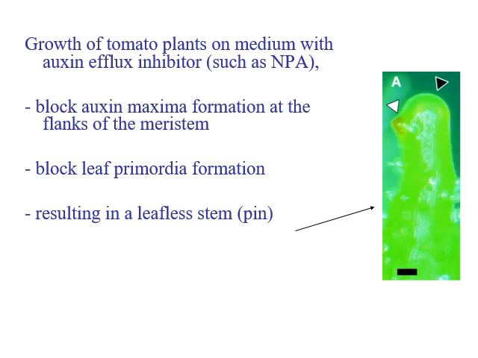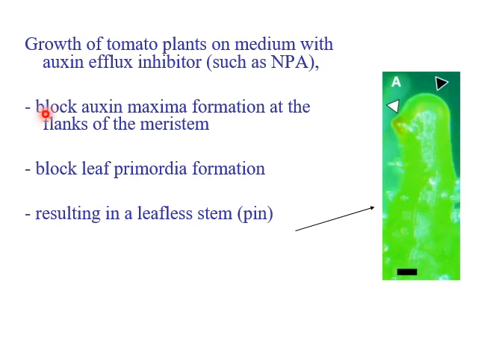This picture is from a publication by Chris Kuhlemeier and co-workers some time ago. They worked with tomato, and tomato produces a fairly large shoot apical meristem compared to Arabidopsis, so it is easier to work with. If you grow tomato plants on a medium that has so-called auxin efflux inhibitors, inhibitors that inhibit the activity of efflux carriers like PIN1 and so on, you inhibit polar auxin transport.